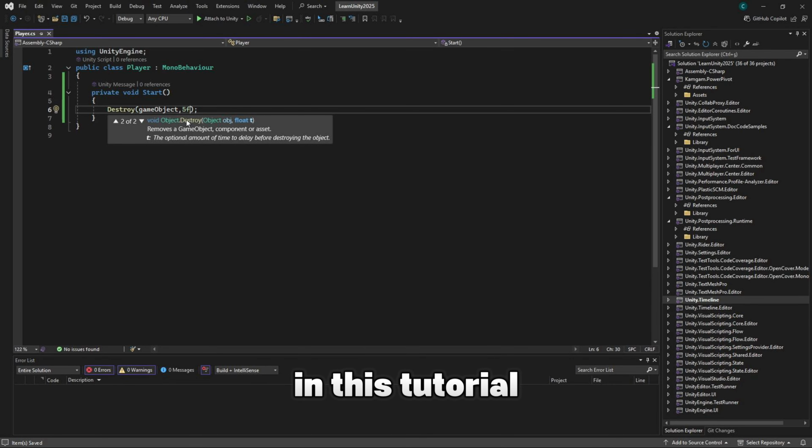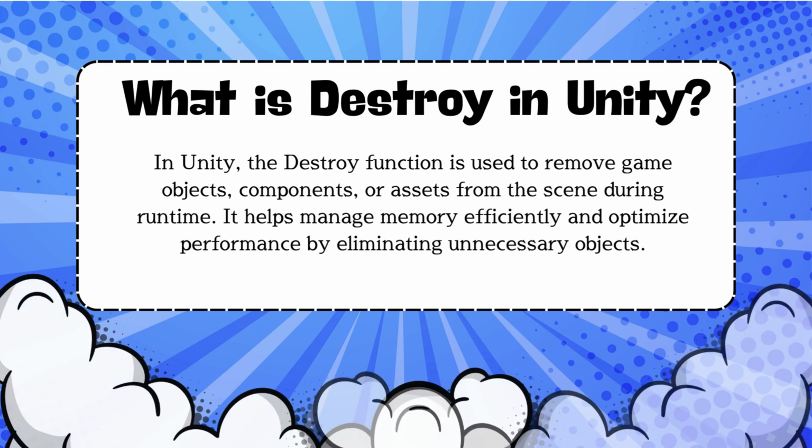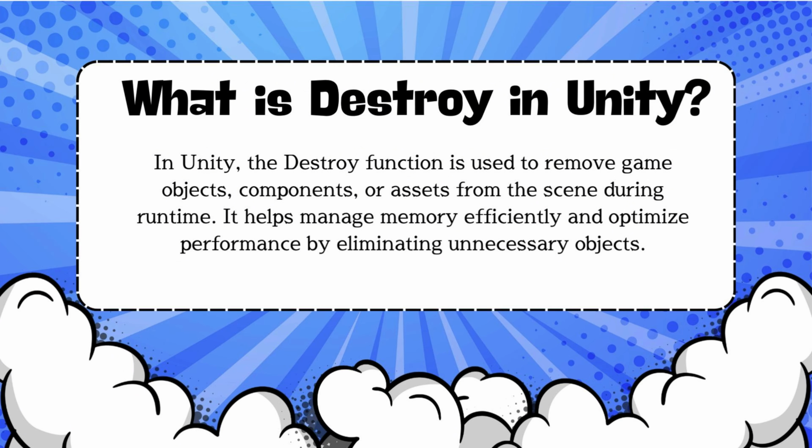Hello and welcome. In this tutorial, we will explore how to use the destroy function in Unity to remove game objects and components dynamically. What is destroy in Unity? In Unity, the destroy function is used to remove game objects, components, or assets from the scene during runtime. It helps manage memory efficiently and optimize performance by eliminating unnecessary objects.